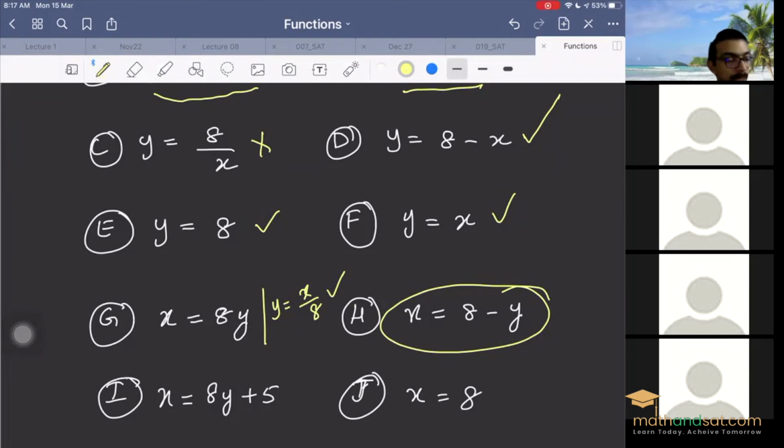I guess we'll discuss the remaining parts, H, I, J, in the next class. And I also share a problem sheet. Please spend some time on it, okay? Because the linear functions and their applications is a very important topic as far as SAT is concerned. Also, it's very easy. You can score very well in these topics because these are very easy topics.